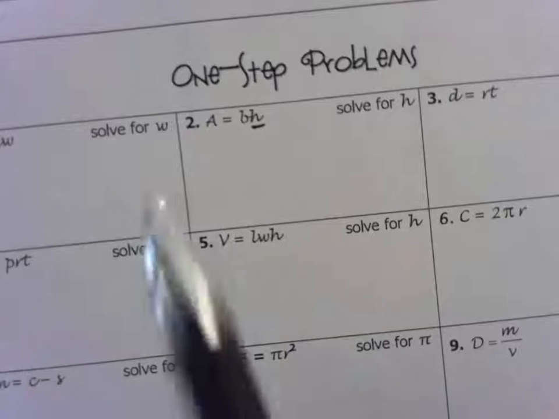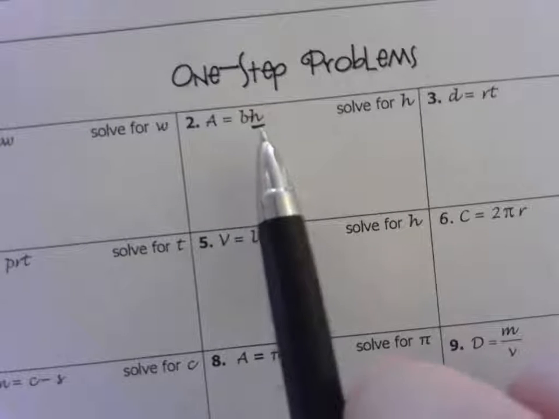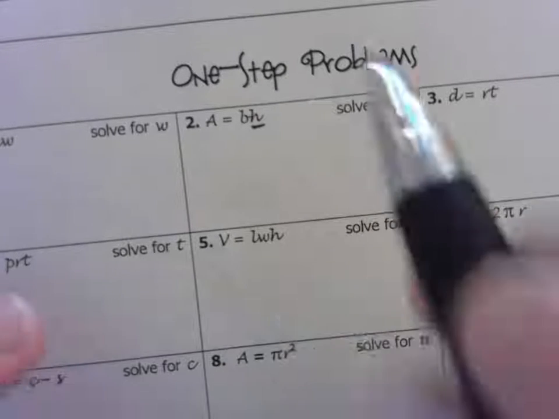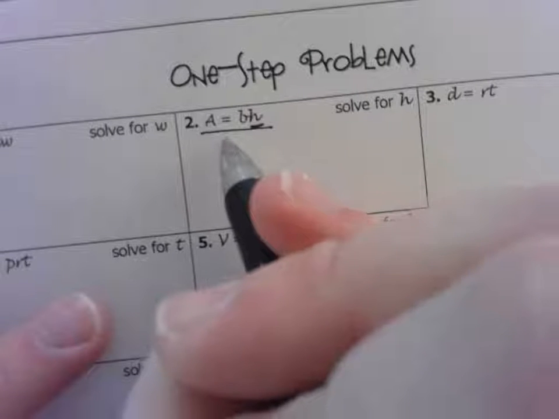So if I need to get H alone, I need to get rid of what variable? B. This is B times H. What is the opposite of B times H? You divide by B. Dividing by what? B.